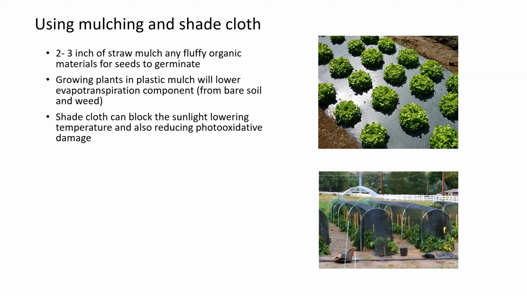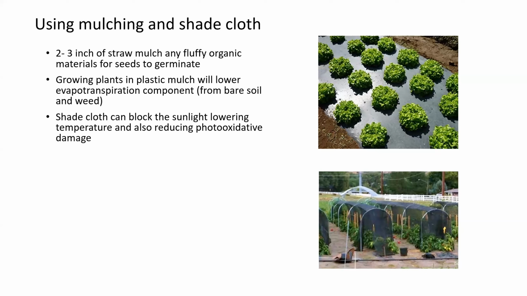Also, we can use shade cloth. Shade cloth blocks the sunlight, and we do tend to have high intensity sun in Utah. In summer, if we have that shade cloth, we can lower the temperature of our plant growing area, and as the temperature goes lower, they will transpire less, and that's less irrigation. It also has another benefit of reducing photooxidative damage to plants. So if we follow these factors, we might be efficient in conserving water.